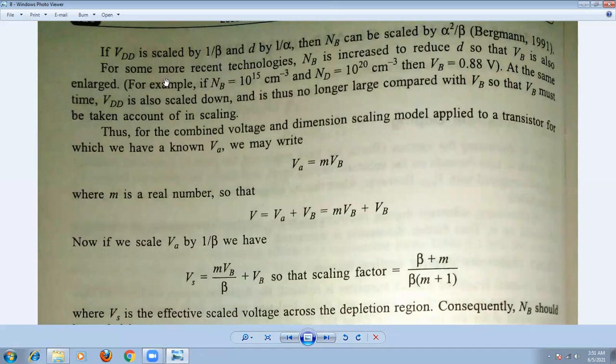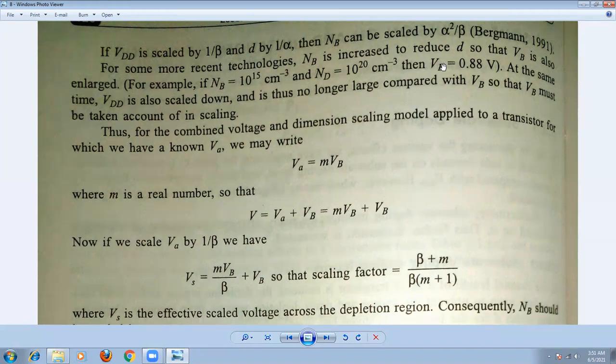That means these are typical values here: NB is equal to 5 per cubic centimeter and ND is equal to 20 per cubic centimeter. Then VB can be replaced by 0.88 volts. As the doping concentrations increase, you will get this value. At the same time, by increasing the doping concentration, we are going to reduce the voltage VDD. That means we are going to scale down the value of VDD.